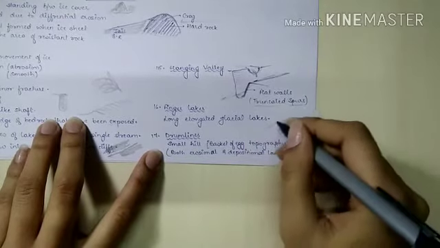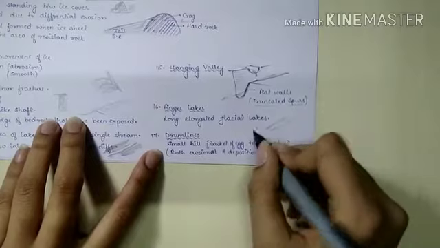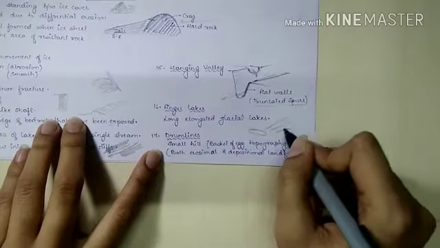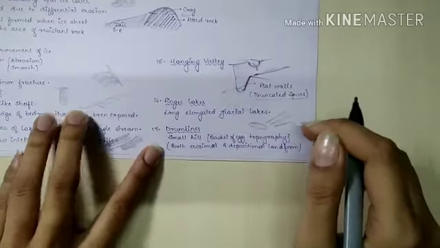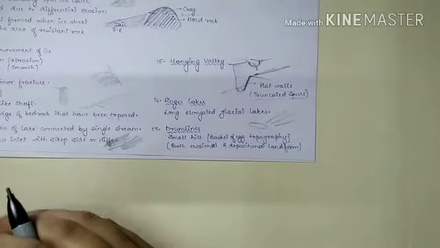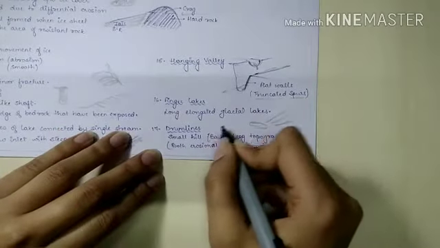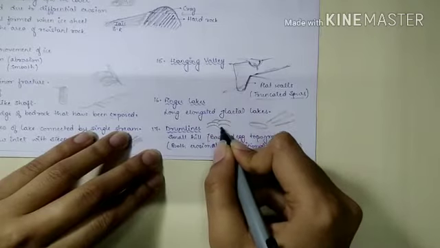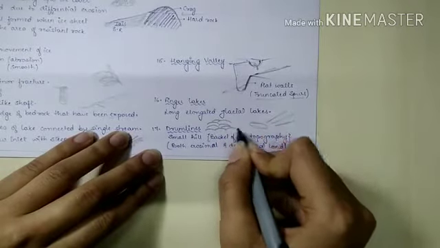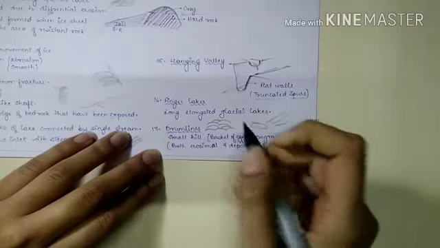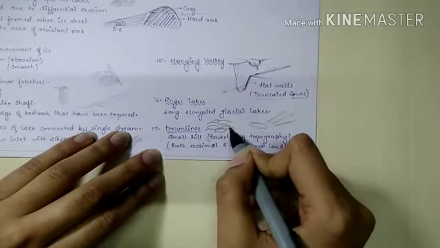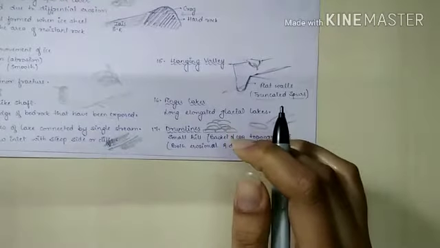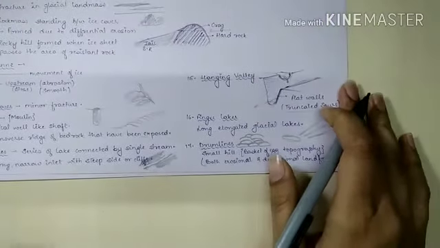Next we have finger lakes. Finger lakes are elongated glacial lakes which were initially linked with a bigger lake, but they have now detached. Next we have drumlins. Drumlins are actually both erosional and depositional landforms. They are small hills, and this type of landform is also known as basket of eggs topography. So they look like eggs placed in a basket. Okay, so with this we complete our erosional landforms.